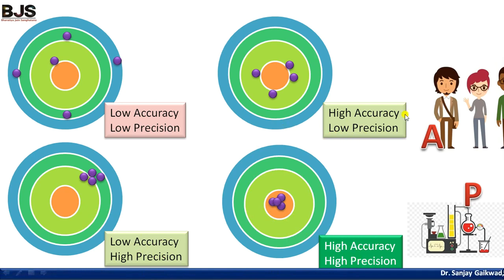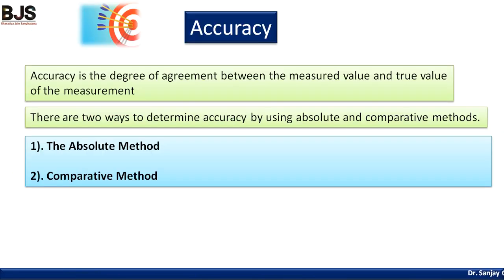Accuracy is related to person to person, that is, how the person's skill is utilized for the analysis, and precision is related to the method, that is, which method gives the same or reproducible result. In this way, errors can be defined in terms of accuracy and precision. Accuracy is the degree of agreement between the measured value and the true value of the measurement.